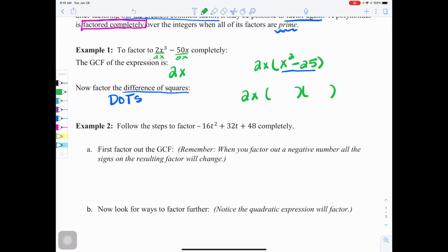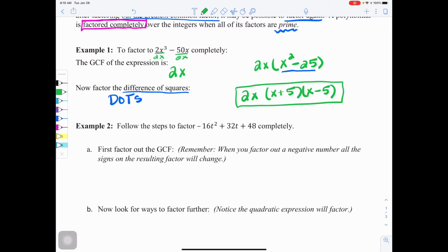The square root of x squared is x, so that goes in the first position. The square root of 25 is 5. That goes into the second position. And remember, when you're factoring a difference of two perfect squares, one is plus and one is minus. It does not matter which one is which. So this is my fully factored expression. If I look at each piece, it is definitely prime. There's nothing else that would go into it besides 1 and itself.